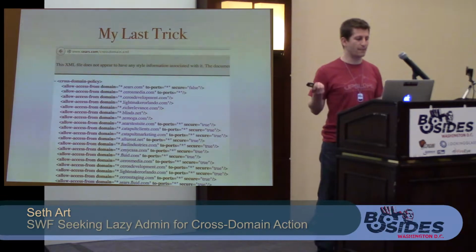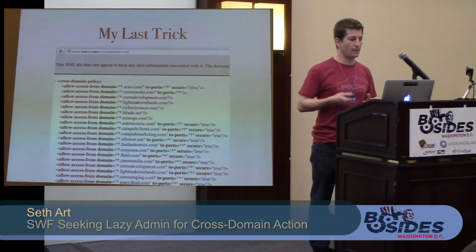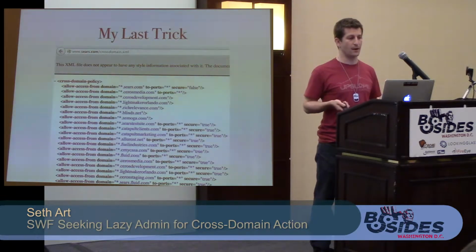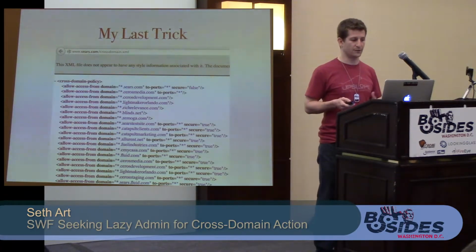And so this is another example of a really long one. This is www.sears.com. Actually, since Sears and Kmart were just recently in the news, I also found the same thing. Sears and Kmart have almost identical cross-domain XML files. And I saw that quite a bit too. Some of these sites that are owned by the same group share similar cross-domain XML files.